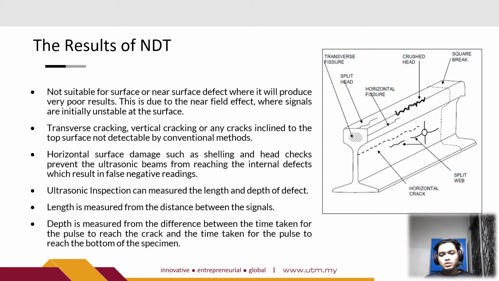Horizontal surface damage, such as shelling or head checks, prevents the ultrasonic beam from reaching the internal defect, which will result in a false or negative reading. The ultrasonic inspection can measure the length and the depth of the defect. The length is measured from the distance between the signals, while the depth is measured from the difference between the time taken for the pulse to reach the crack and the time taken for the pulse to reach the bottom of the specimen.